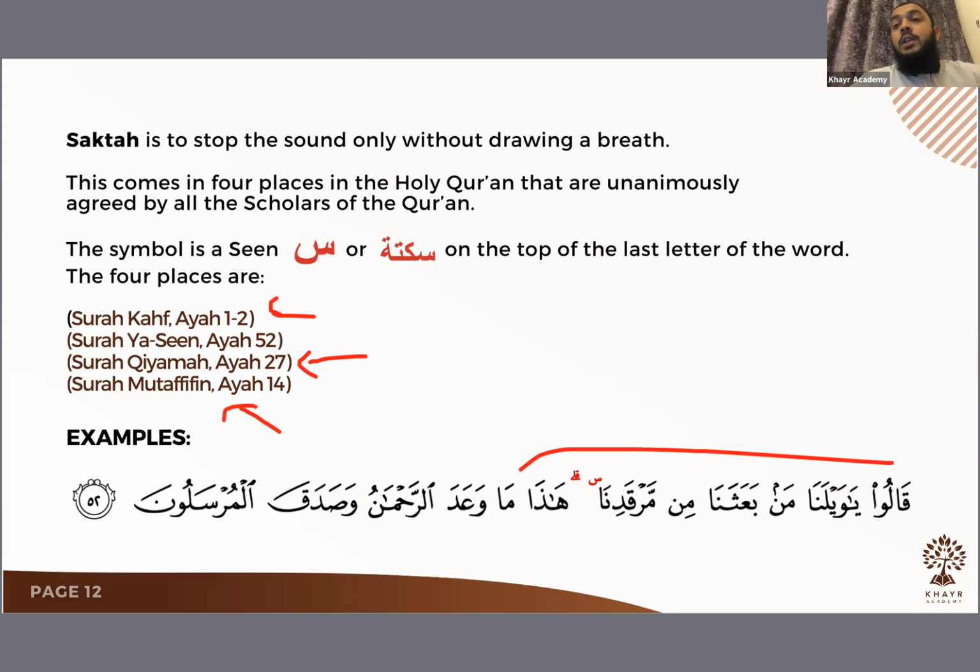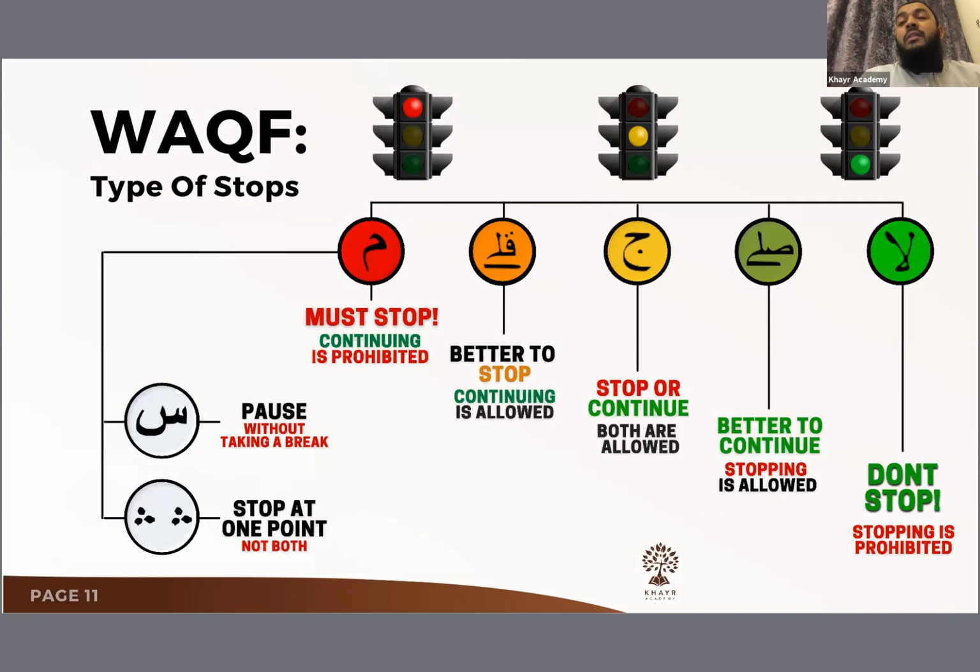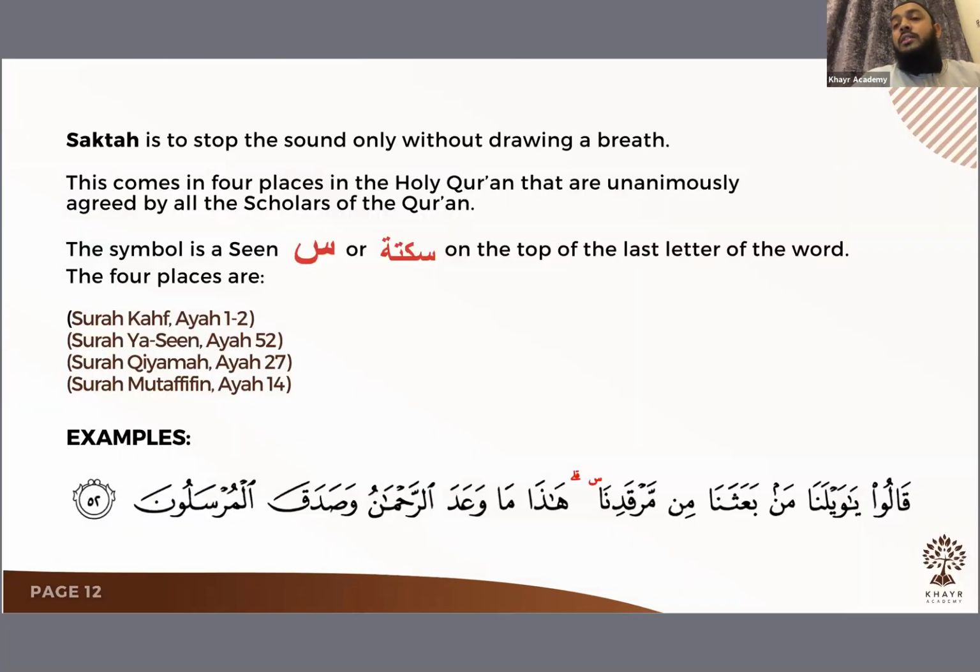So in these 4 places, when we see the small sin or this sign, we just stop for maybe a second, holding our breath, and then we just carry on reading. There are 4 places in the Quran. Just take a note. You don't really need to, as there is a small marking in the Quran anyway.